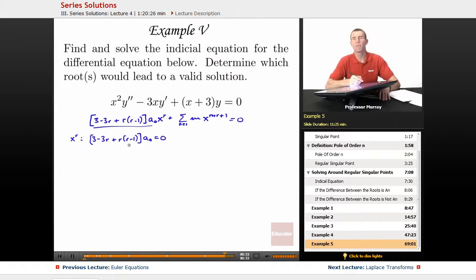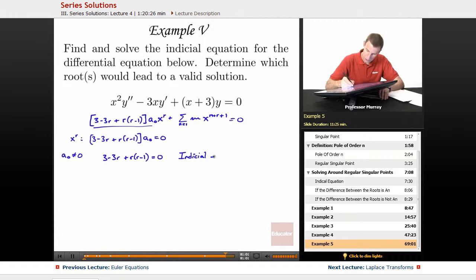Now remember, an assumption we made for all of these regular singular points was that a naught is not equal to 0. So we always assume that a naught is not equal to 0. That means that the other part here must be 0. So we get 3 minus 3r plus r times r minus 1 is equal to 0. So that's the indicial equation. But we're also asked to solve that, and we'll go ahead and solve that. It should be a pretty easy quadratic polynomial.